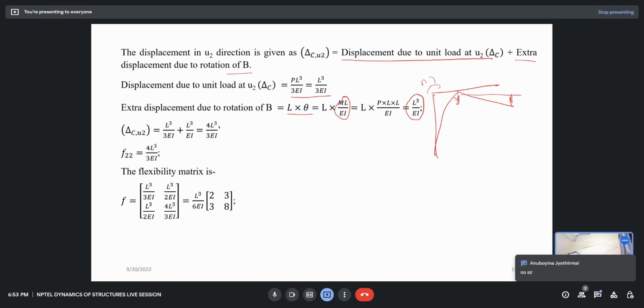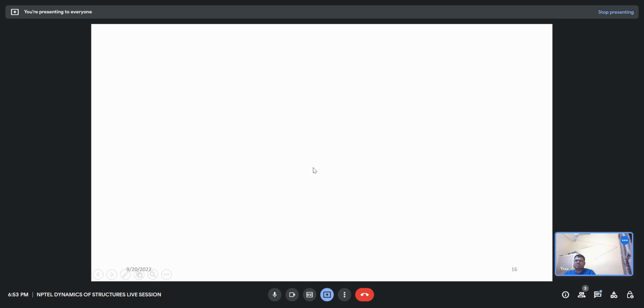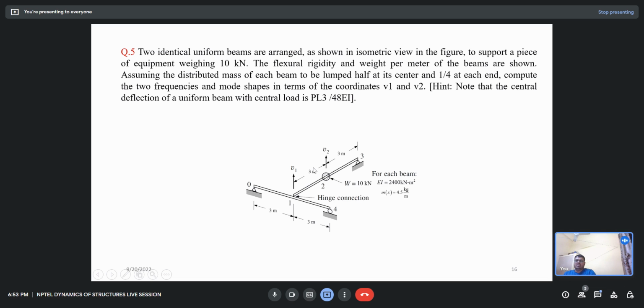Okay. If there is no doubt, then we are moving to the last question of this session. In this, two identical uniform beams are arranged as shown in the isometric view in the figure, to support a piece of equipment weighing 10 kilonewton, like this is my equipment, which weighs 10 kilonewton. The flexural rigidity and weight per meter of the beam are shown. To support this machine, we have made this kind of system.